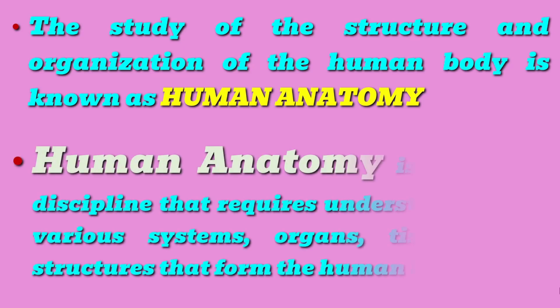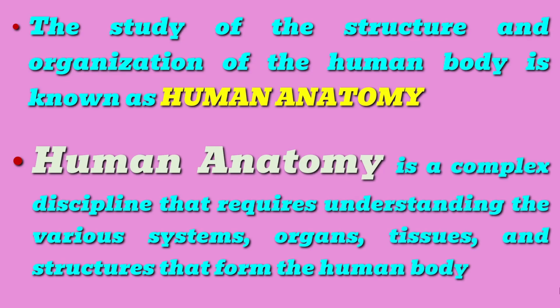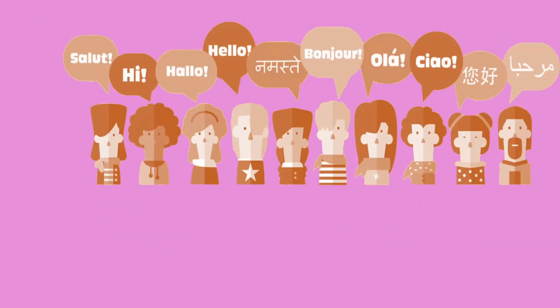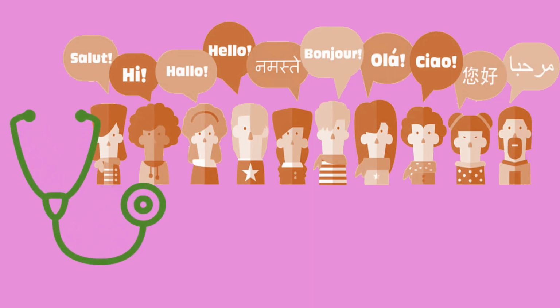Human anatomy is a complex discipline that requires understanding the various systems, organs, tissues, and structures that form the human body. As aspiring doctors, we must first familiarize ourselves with the language. In general, language is an important way for people to communicate. Even though every species has its own way of speaking, humans are the only ones who have figured out how to do it through cognitive language. Language gives us the ability to communicate our ideas, emotions, and thoughts to other people.